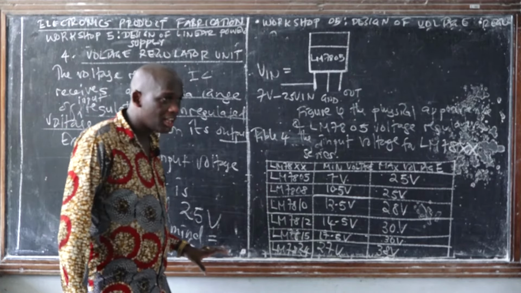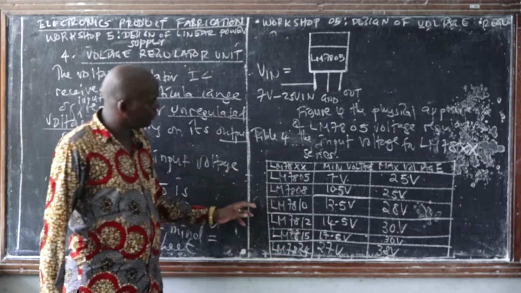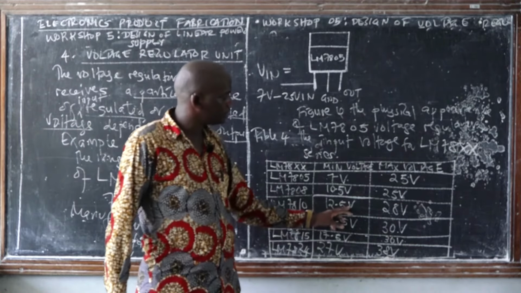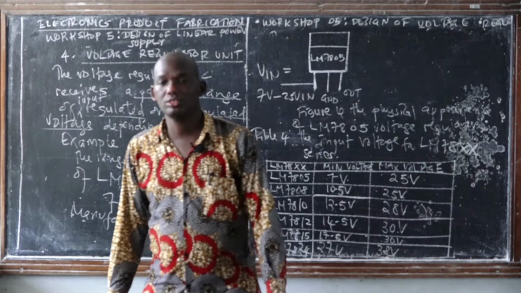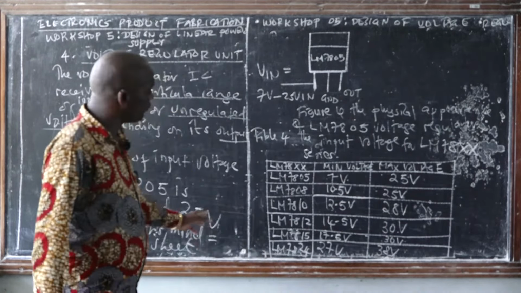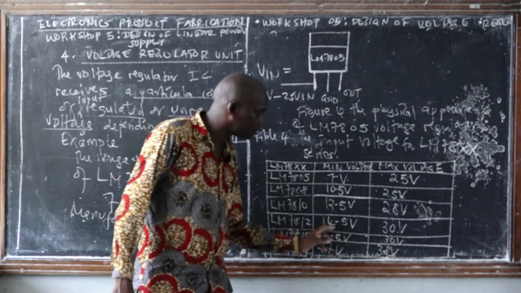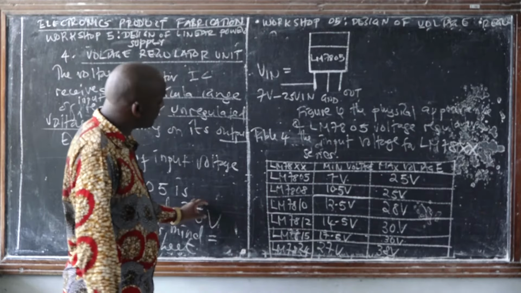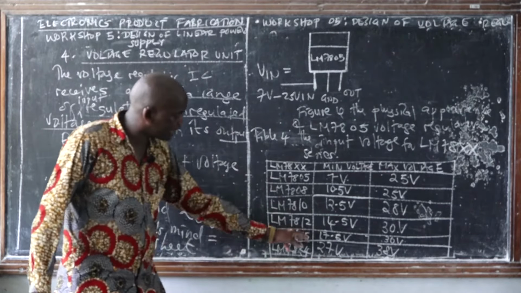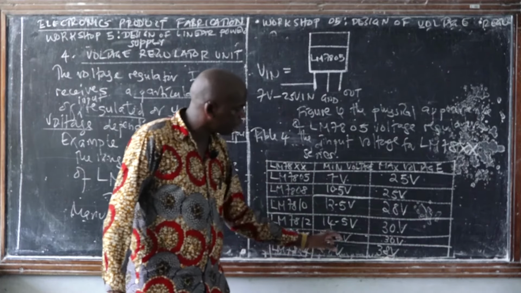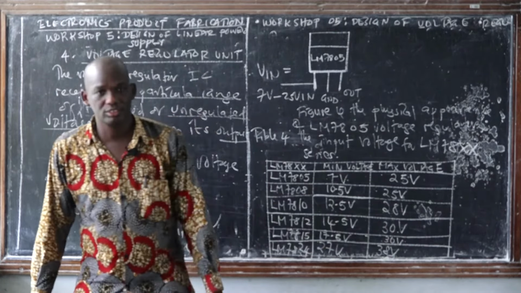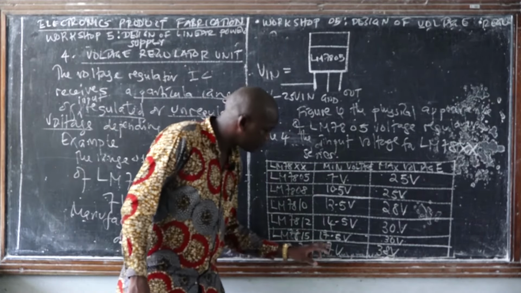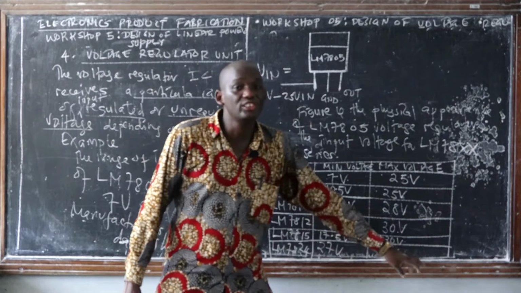The minimum input voltage for the LM7810 is 12.5 volt and the maximum is 28 volt. The minimum input voltage for LM7812 is 14.5 volt, the maximum is 30 volt. For LM7815, the minimum is 17.5 volt and the maximum is 30 volt. For LM7824, the minimum is 27 volt and the maximum is 38 volt.